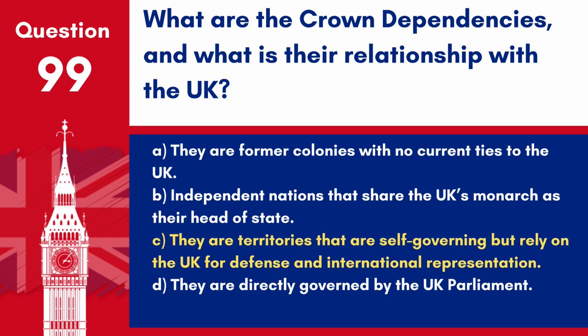Answer: C. They are territories that are self-governing but rely on the UK for defence and international representation. The Crown dependencies, which include the Channel Islands and the Isle of Man, are not part of the UK but maintain a relationship where the UK is responsible for their defence and international affairs.